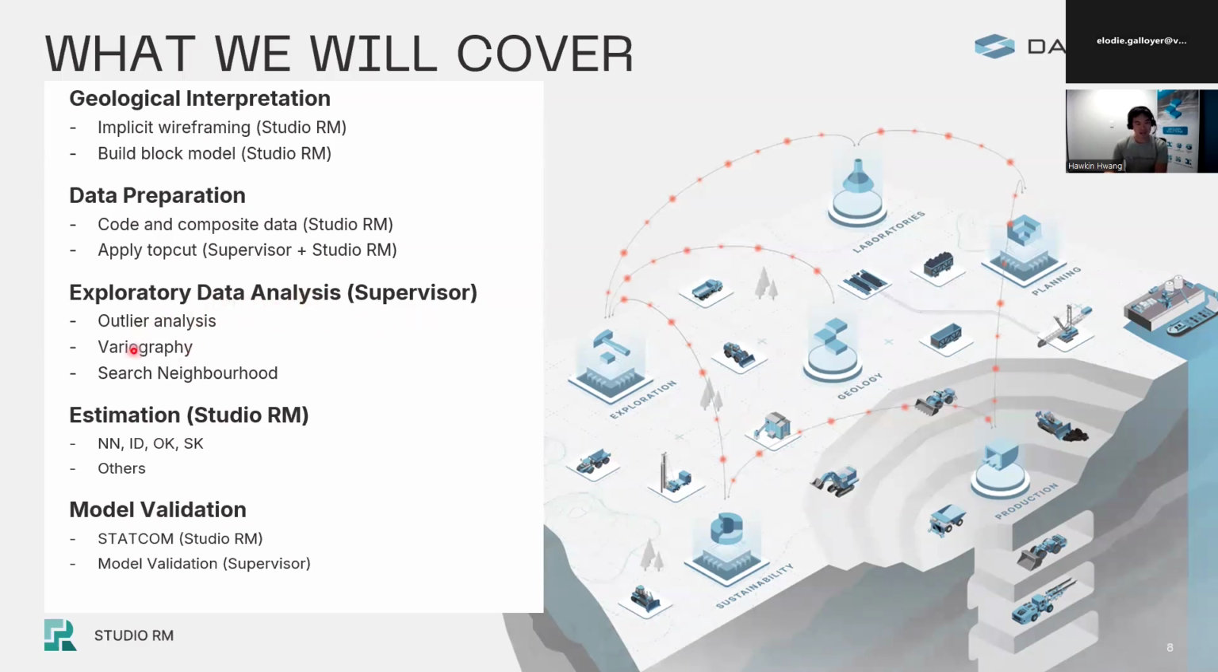So we'll look at outlier analysis with our global top cut analysis, doing variography or the variogram model, and then we'll look at search neighborhood definition. Finally, once all the geostats have been done, we'll bring it all back to Studio RM. I'm only going to cover the inverse distance and ordinary kriging portion of the linear estimation, but just know that RM has the capability to do more. But owing to time constraints, I won't be able to show you everything. Otherwise, we'll be here for the next 8 hours.